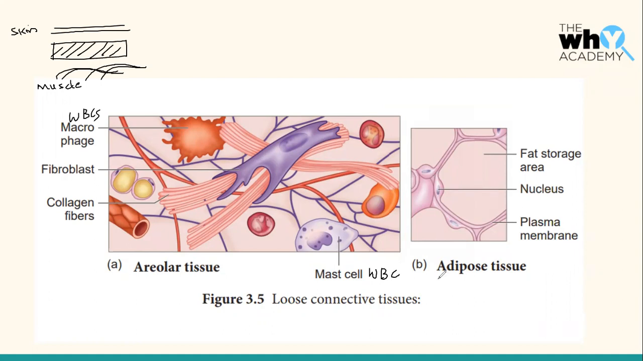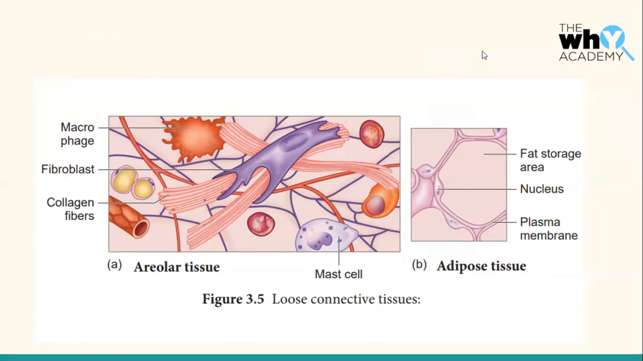Adipose basically refers to fat. Adipose is the other name for fat tissue. So where will fat be? Fat will be everywhere. It acts as a cushion for major internal organs. So this is how it looks: the plasma membrane, the nucleus, and the fat storage area. Okay, going back to that.